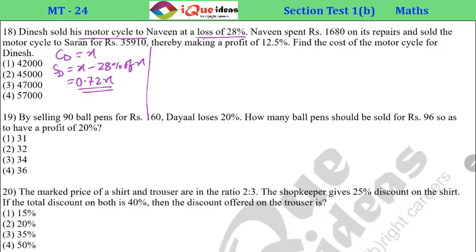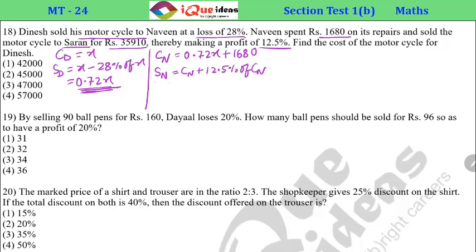What is the cost price for Naveen? Naveen spent rupees 1680 on repair and he paid the price to Dinesh also. So the cost price for Naveen will be equal to 0.72x plus 1680. And he's selling it to Sharan for 35910 and making a profit of 12.5%. Right. So the selling price for Naveen will be equal to cost price for Naveen plus 12.5% of his cost price.